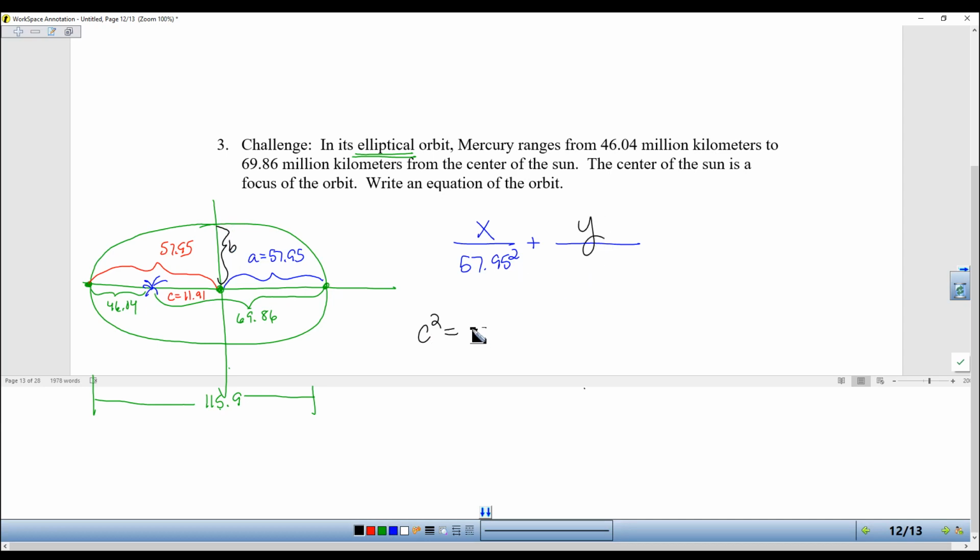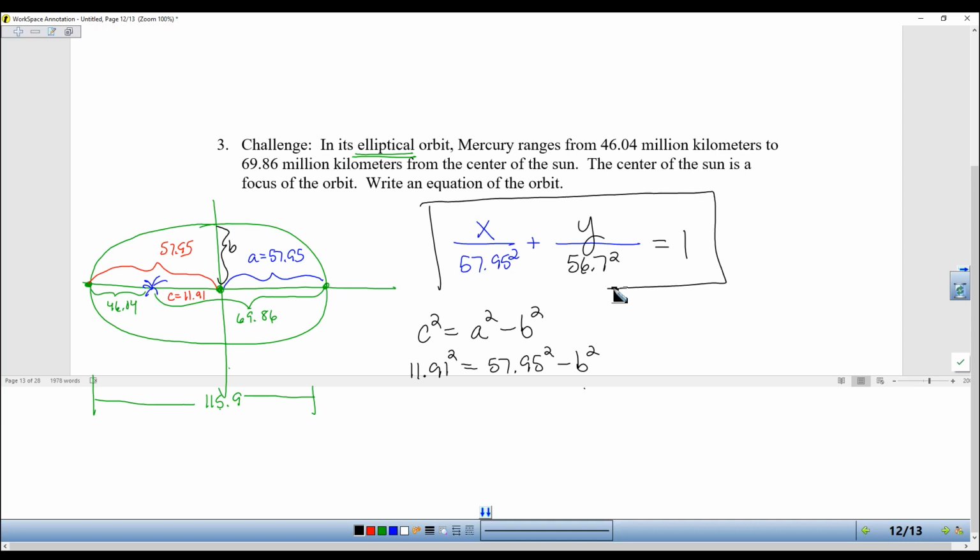So c squared is equal to a squared minus b squared. So 11.91 squared is equal to 57.95 squared minus b squared. And your b squared should come out to be 56.7 squared.